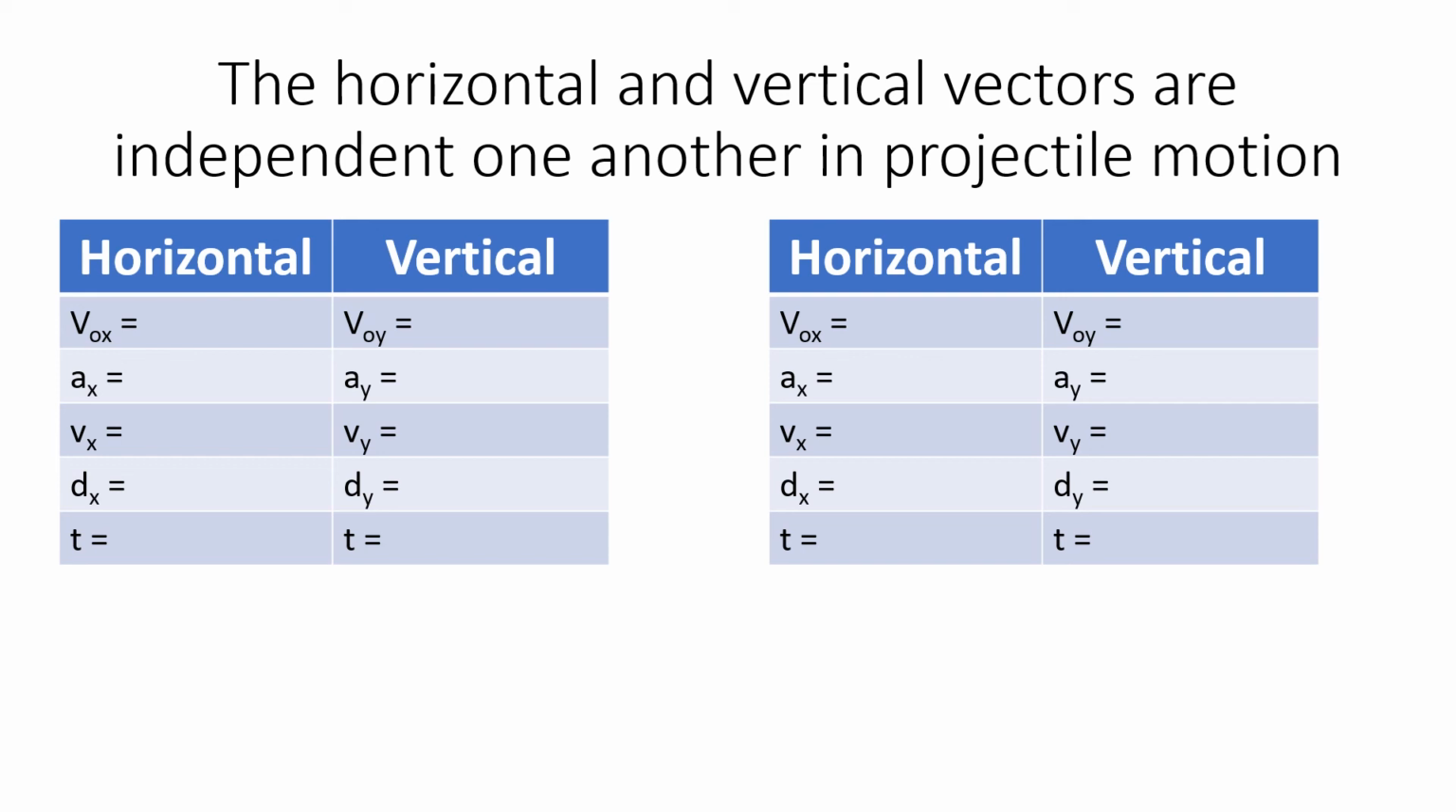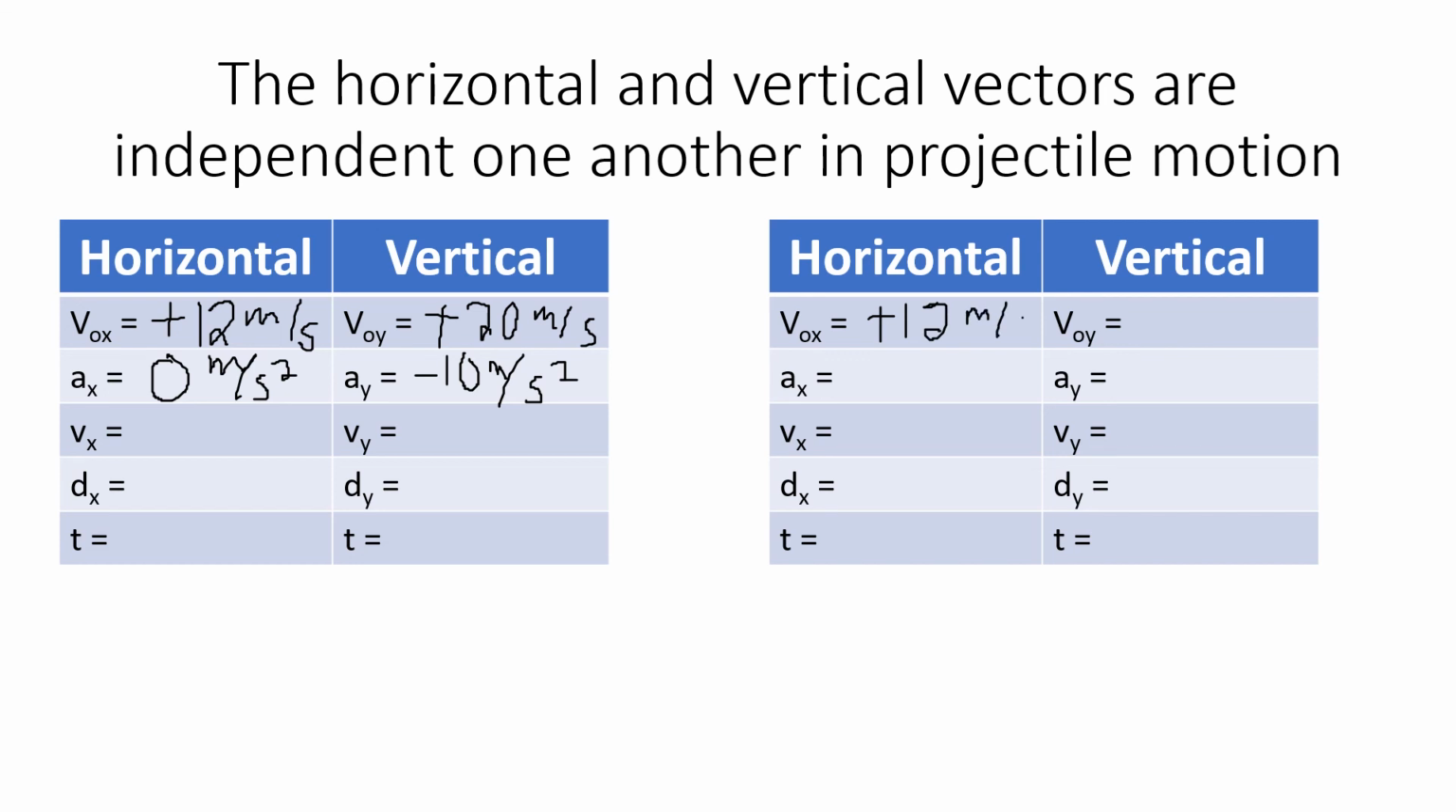I want to be very clear. We could say that the V0x was positive 12 to the right, and we can say that the V0y was positive 20. We're referencing the picture that we were just looking at. And the AX will always be 0 in projectile motion, and the AY will always be negative 10, really negative 9.8, but negative 10 meters per second squared. These will always be true. These are going to be constants for every time we deal with a situation.